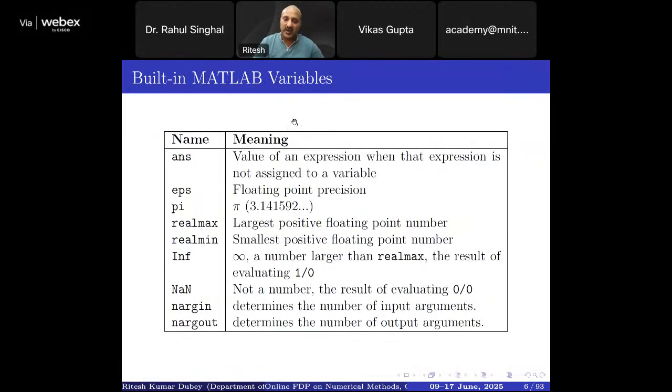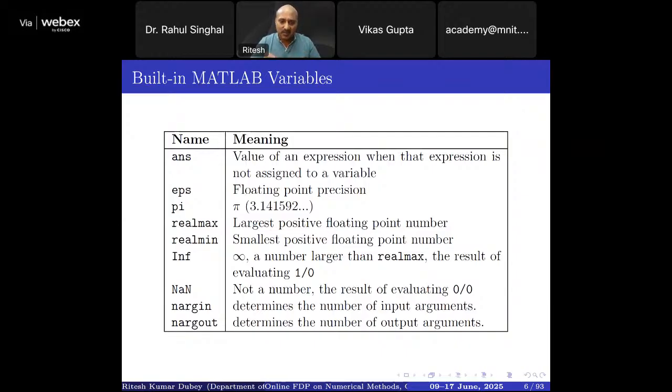So there are built-in variables in MATLAB. ans is a variable which stores the value of an expression when that expression is not assigned to a variable. So when you are not using any user defined variable, the evaluation will be assigned to the built-in variable ans. And eps is again an inbuilt variable which represents the floating point precision. It is also called machine precision.